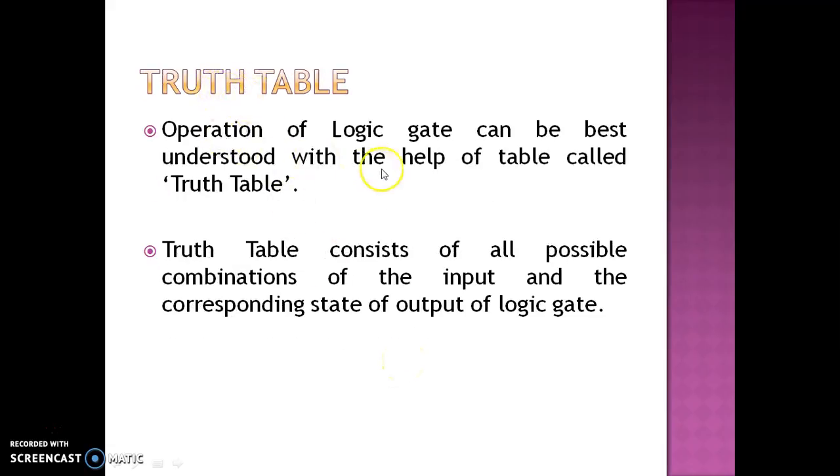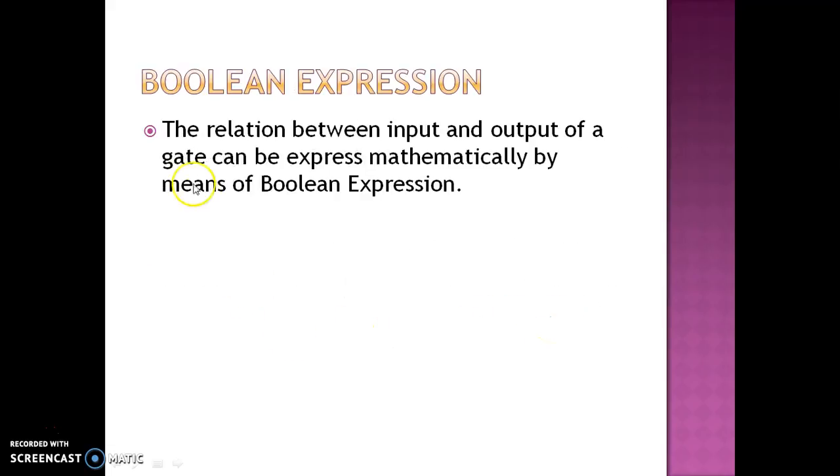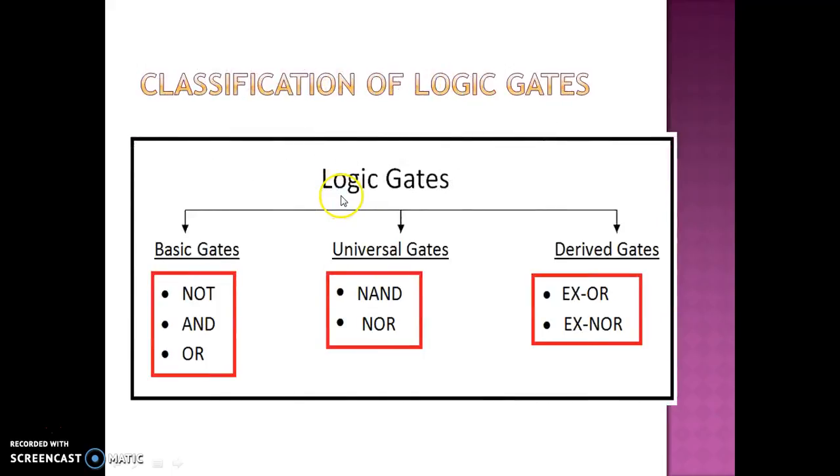Truth table. Operation of a logic gate can be best understood with the help of a table called a truth table. It consists of all possible combinations of the input and the corresponding state of output of the logic gate. Boolean expression. The relation between input and output of a gate can be expressed mathematically by means of a Boolean expression.